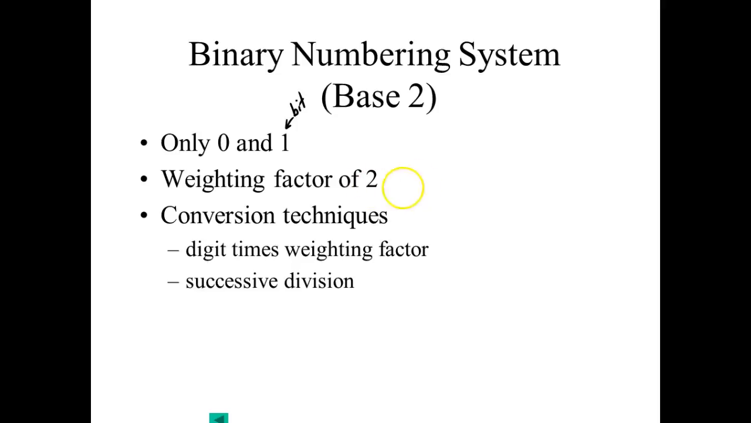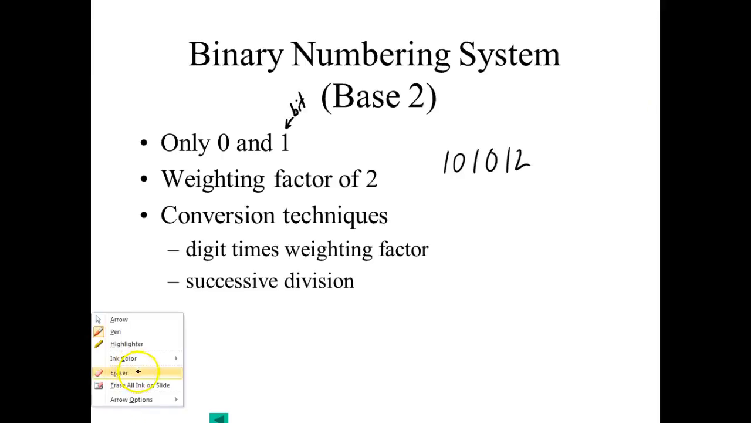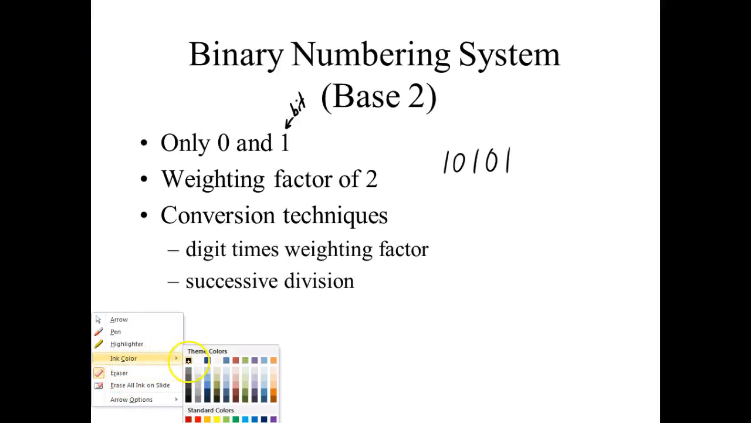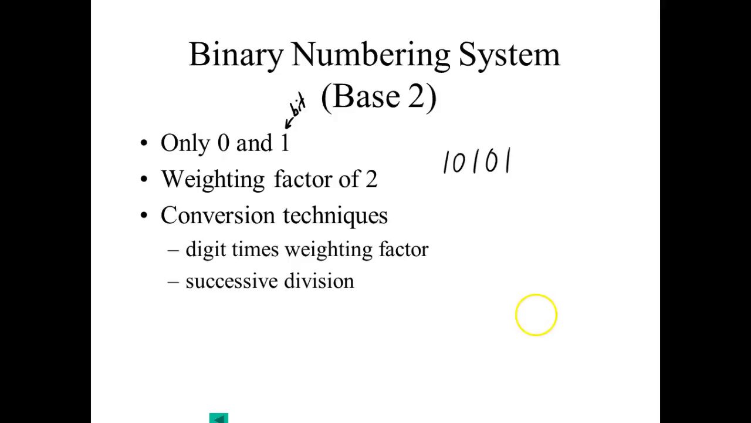So the weighting factor of binaries too. Our binary numbers look like this. If you ever see this, you know it can't be binary just because it has all ones and zeros. This could be a lot of different bases: base 2, base 3, base 8, base 16. So what I try to do is either specify what numbering system it is, or subscript it so you'll know exactly what it is.